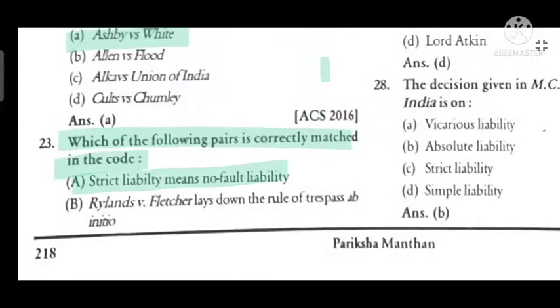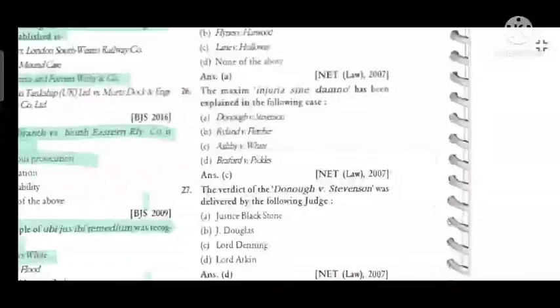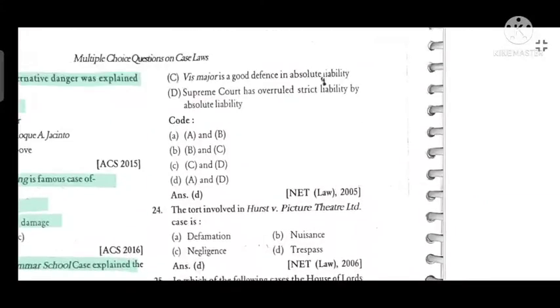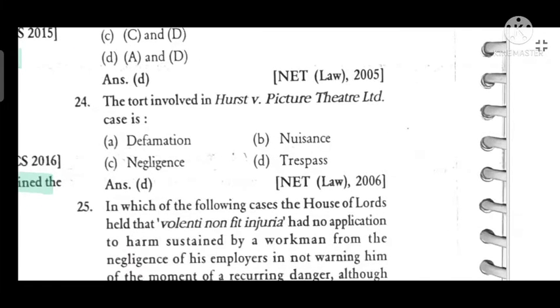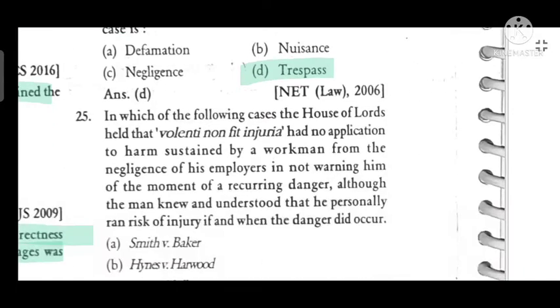Strict liability means no-fault liability. The Supreme Court has overruled strict liability by absolute liability. The tort involved in Hoots versus Picture Theatre Limited is trespass.